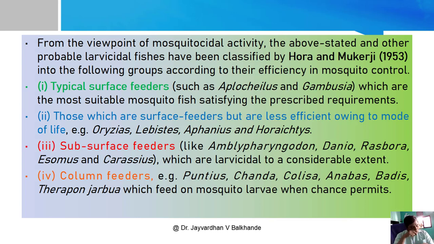And number four is the column feeders. For example, we know the Puntius, Sunda, then the Colisa, Anabas, Badis, Therapon, Jerdon, which feed on mosquito larvae when chance permits.